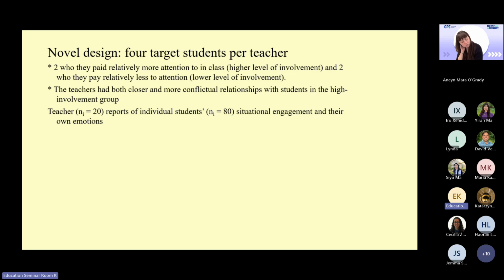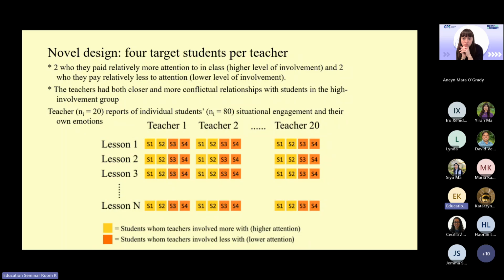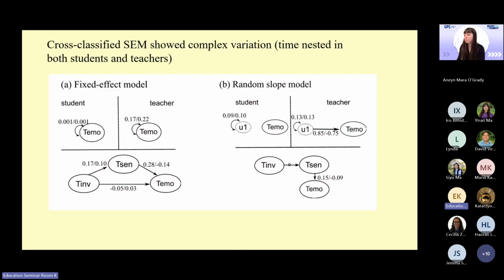And teachers had both closer and more conflictual relationships with the students in the high involvement group. So the way they selected these students, there can be the reason for involvement, that they get along well with students or that they don't get along well with students. So we have 20 teachers reporting on 80 different students and around 1,000 or so situations. So here is the design of this sub-study. And I haven't seen anyone collect this type of data up to now. So at least to the best of our knowledge, it's a novel design.